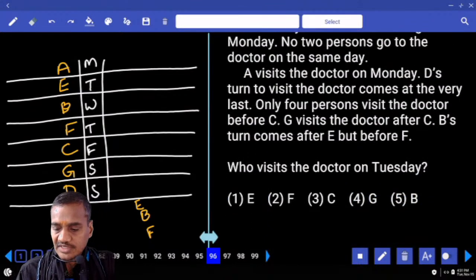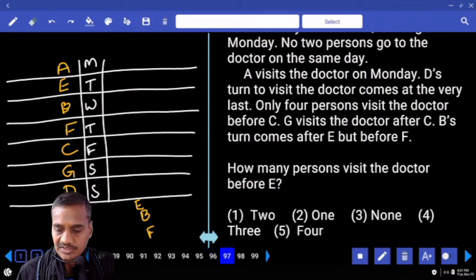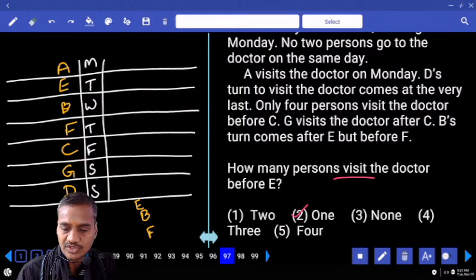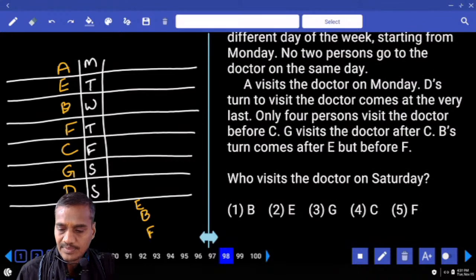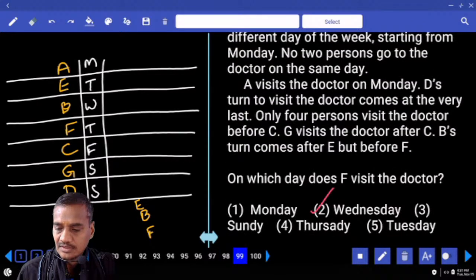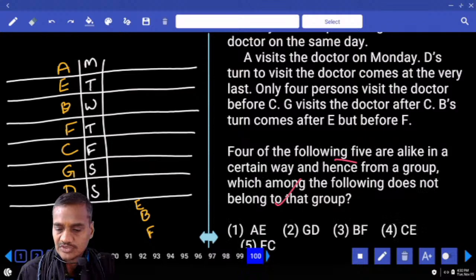Next one, who visits the doctor on Tuesday? That is E, choice 1. 97. How many persons visit the doctor before E? There is only one, choice 2. 98. Who visits the doctor on Saturday? That is G, choice 3. And 99. On which day does F visit the doctor? F visits the doctor on Thursday, choice 4.